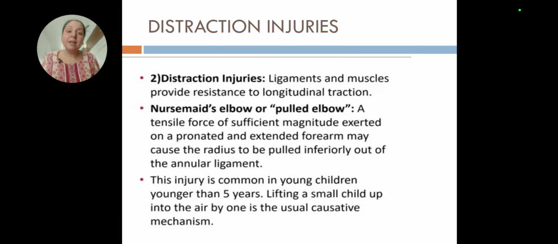And there can be distraction injuries, that is pulled elbow, which we see in young children, less than 5 years of age. When we try to lift the child, we basically pull the elbow. That's why it is also known as nursemaid's elbow. In this condition, the head of the radius is pulled out of the annular ligament, dislocated out of the annular ligament.